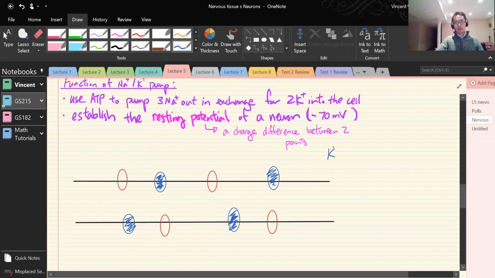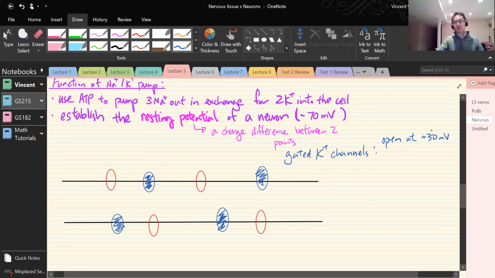Potassium channels. We call them voltage sensitive potassium channels, or gated channels, because they can open or close. So the potassium channels open at positive 30 millivolts. And I should say that I round these numbers from the textbook and online stuff so that it's easier for you to remember. So don't be surprised if you see something a little bit different. And they will close at minus 90.